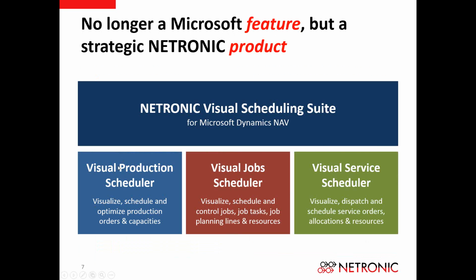And so we launched the Visual Production Scheduler 2 years ago, significantly enhanced it so that as of today, it has way more functionality than the Classic client production scheduler ever had. And then we started to also learn more about NAV and look into the other modules. And so a year ago, we launched a second product, which we call the Visual Job Scheduler, which helps clients to visualize, schedule, and control jobs, job tasks, planning lines, and also resources.